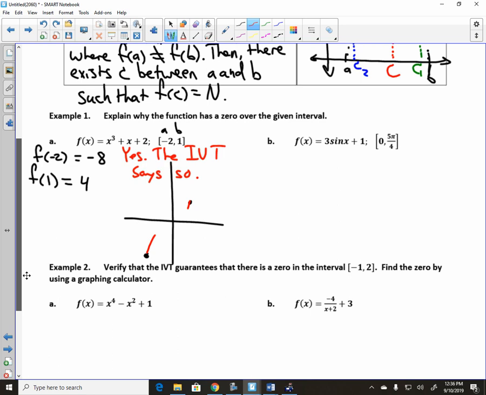We've done our work. We've shown that there's a value below 0 and a value above 0. So the IVT says we've got to cross over every value in between. 3 times sine of x plus 1. Let's see what happens. We'll call this A, and we'll call this B. F of 0. What's the sine of 0?